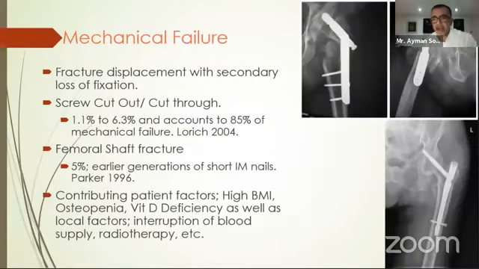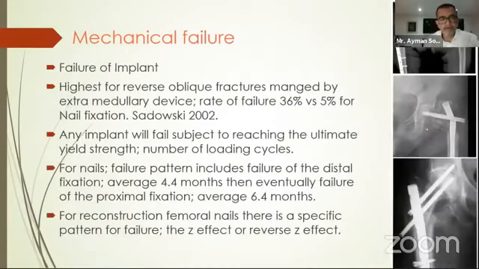What about mechanical failure? This is what we worry about day in, day out. Is this fixation going to fail? So fracture displacement with secondary loss of fixation. Now there are two separate entities, what we call screw cutout or cut through. Cutout is a circular movement with damage of bone of the femoral head and going into the acetabulum. And cut through is usually a perforation. This could be associated with nails as well. Contributing factors are the patient's high BMI, osteopenia, vitamin D deficiency, as well as local factors, lack of blood supply, radiotherapy.